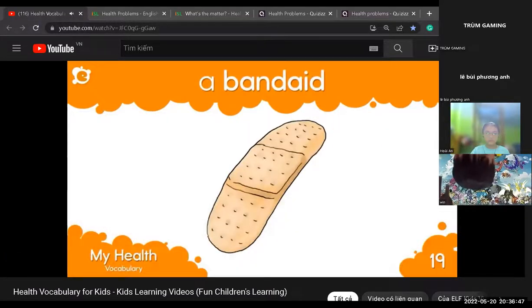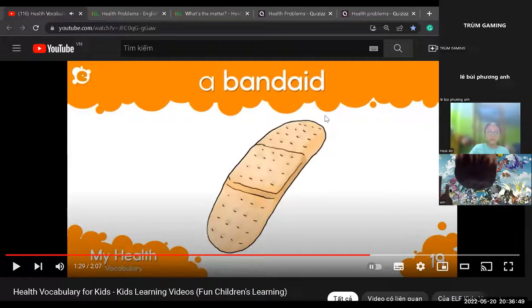A band-aid. Okay, it's a noun, okay? Đây là những cái đồ dùng mình sẽ hay dùng. A band-aid. When you got a cut on your finger, you can use a band-aid. You can use a band-aid to cover your cut, okay?